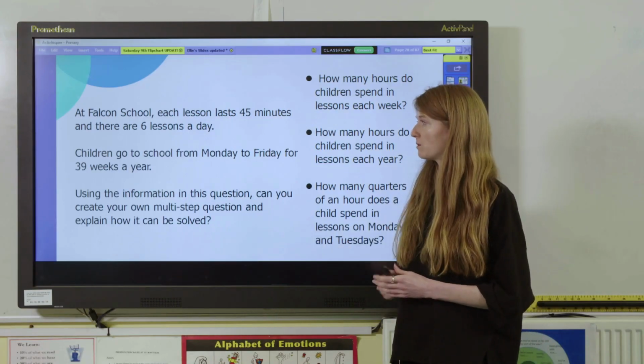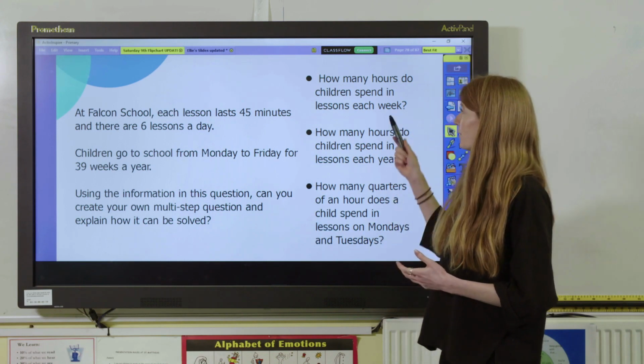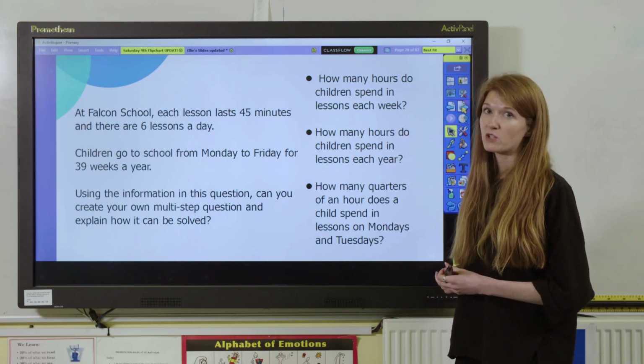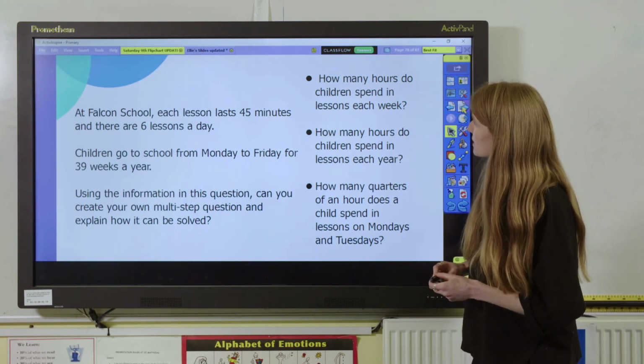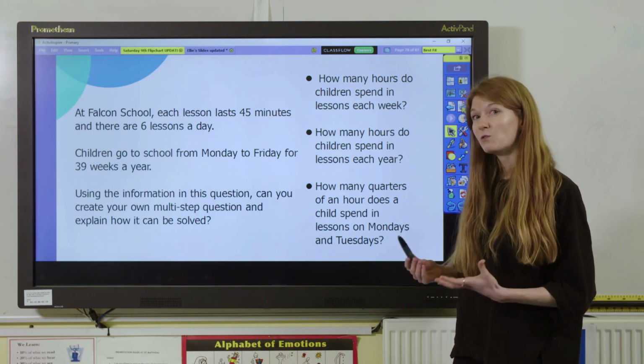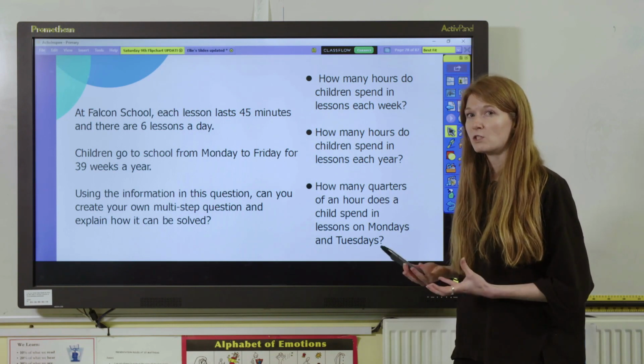And that's a really important part. So there are a number of questions we might expect pupils to come up with here. They might think about how many hours children spend in lessons each week. But they'd also need to explain how children could solve the problem. And those are 2 problems that can help you assess pupils' understanding of multi-step problems.